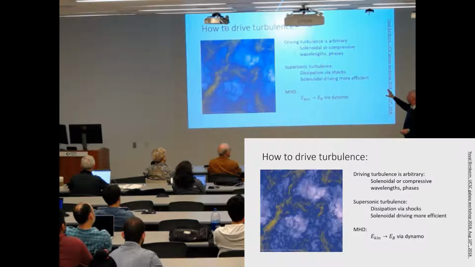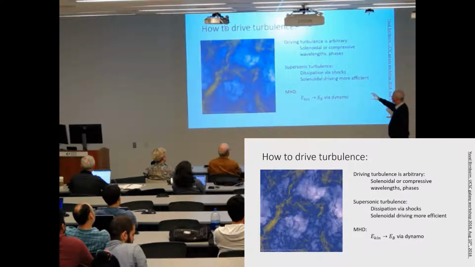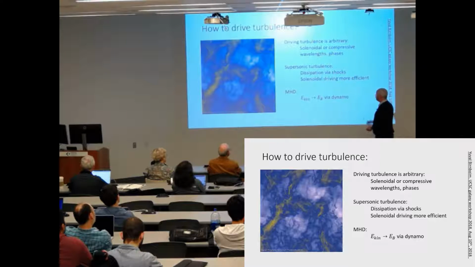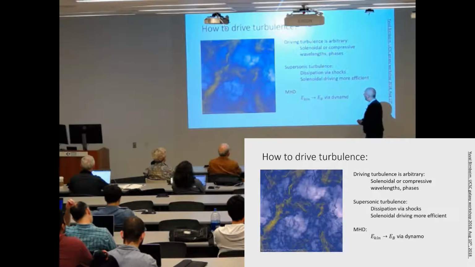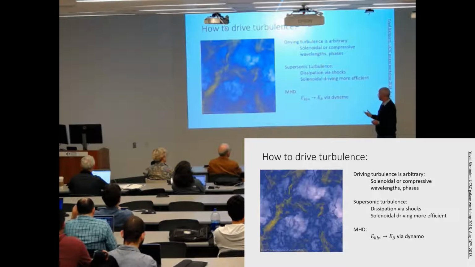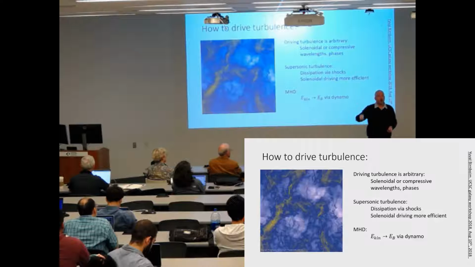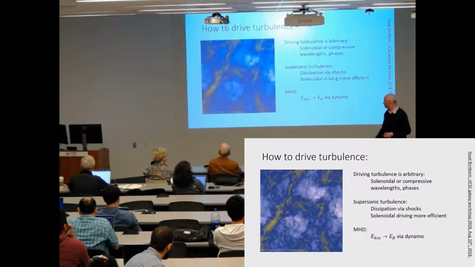And once the turbulence is driven, if you want to get supersonic turbulence, most of the dissipation will occur by shocks. And that's why if you drive compressional modes, they'll dissipate quite quickly. But if you drive solenoidal modes, they'll survive much longer. And to drive magnetohydrodynamic turbulence, you usually start with just a trace amount of magnetic field, and you allow it to increase via dynamo.